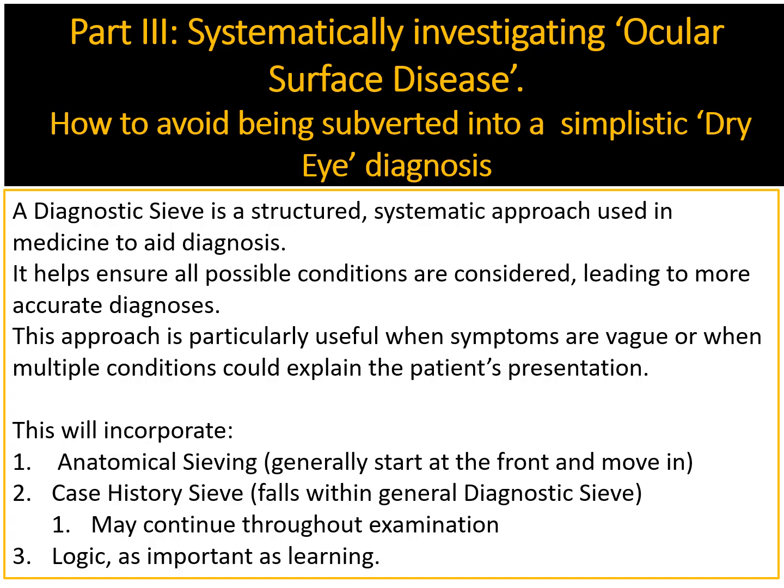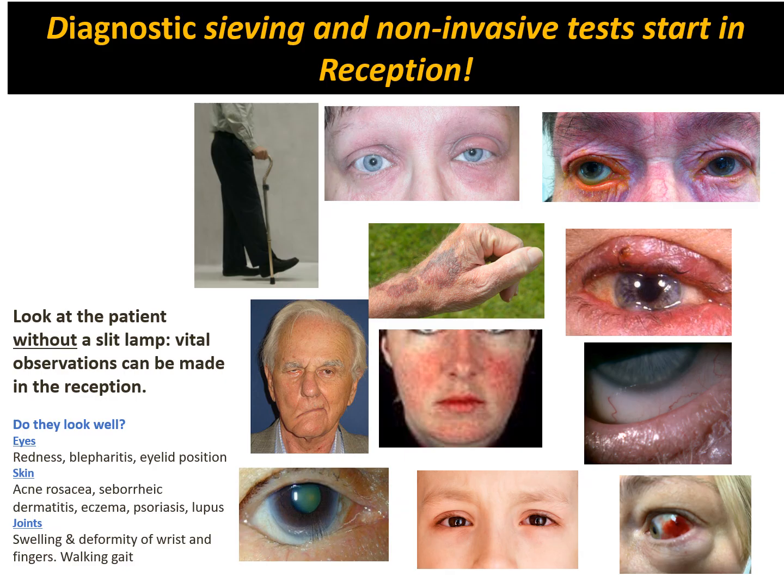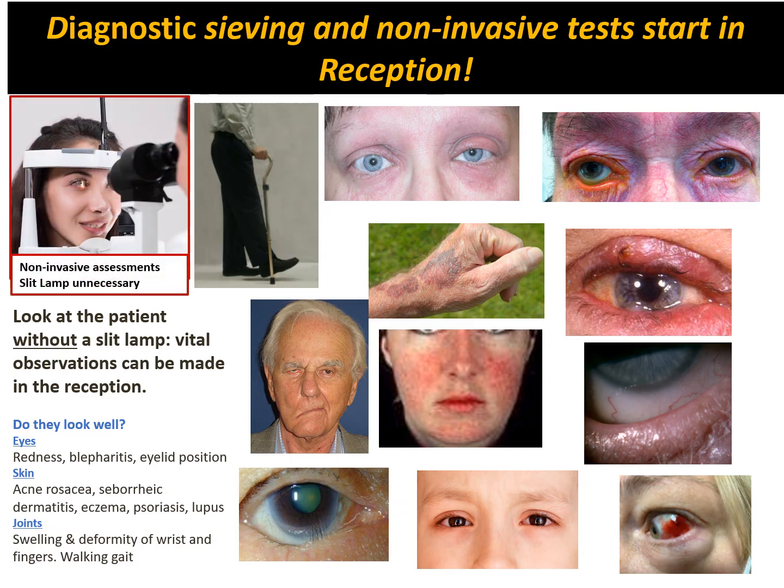Diagnostic sieving is a systematic approach used in medicine to aid diagnosis. It helps ensure all possibilities are considered time efficiently without having to learn by rote and wade through the myriad of potential conditions and symptoms. Anatomical sieving ensures we examine all ocular structures by moving systematically from front to back. Subtle signs are less likely to be missed. And sieving doesn't actually start at the slit lamp. It doesn't even start in the clinic room. It actually starts in reception.